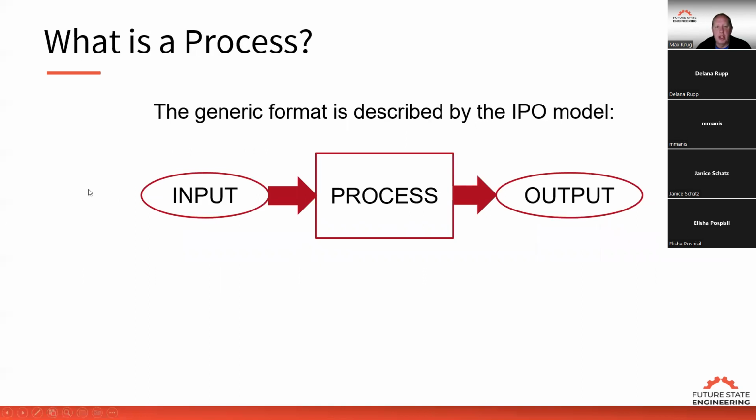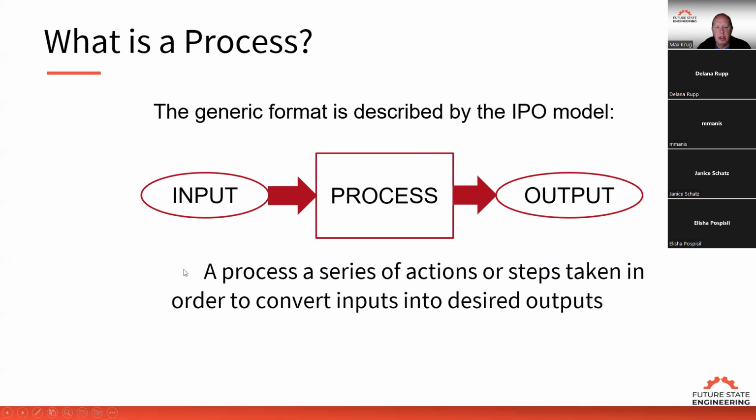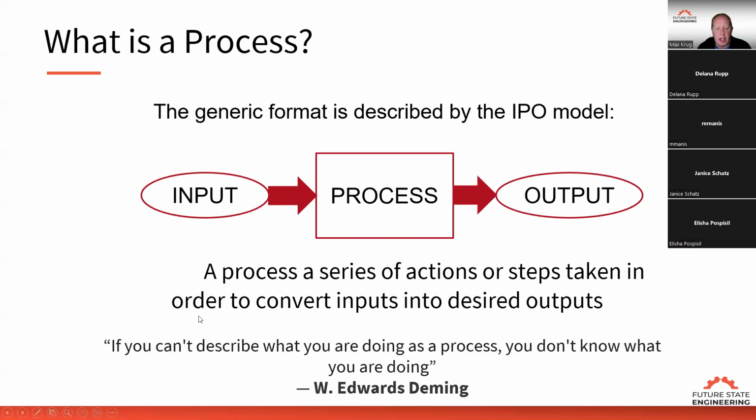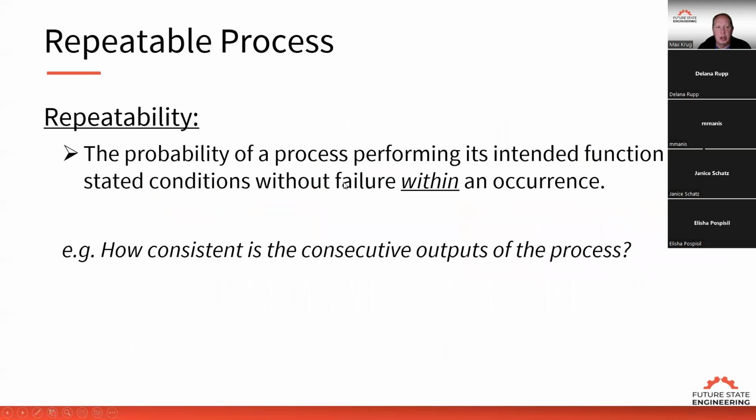So if we look at a process, what is a process? We describe it by the IPO model, input, process, output. It's a series of actions or steps to take inputs and convert them into desired outputs. And that desired output is defined by the customer or the next step in the process. So Dr. Deming had a statement. He said, if you can't describe what you're doing as a process, you don't know what you're doing. Okay, so we want to be able to describe the process in terms of input, actions it's doing, and output, and then we start to get a good picture of what the process looks like.